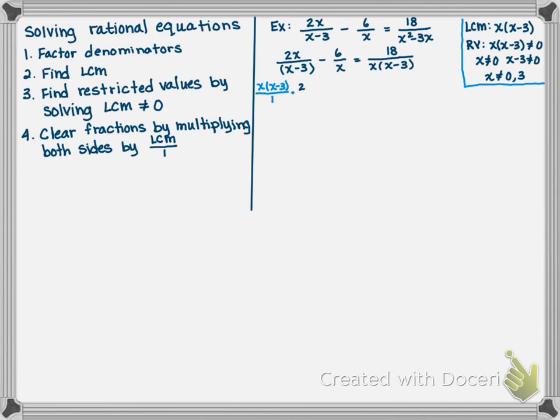And we're going to multiply that by my first term, minus x times x minus 3 times my second term, equals x times x minus 3 over 1.